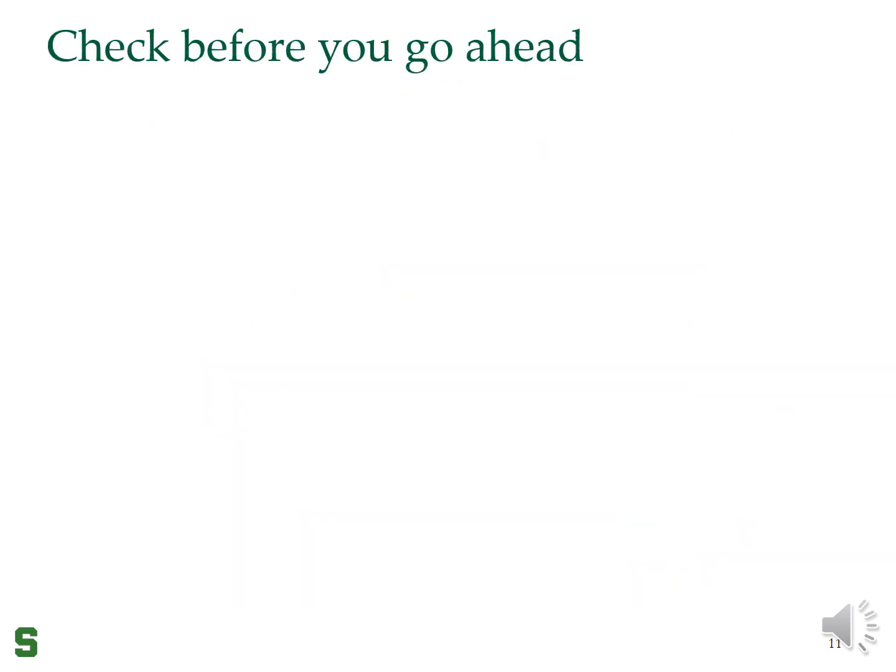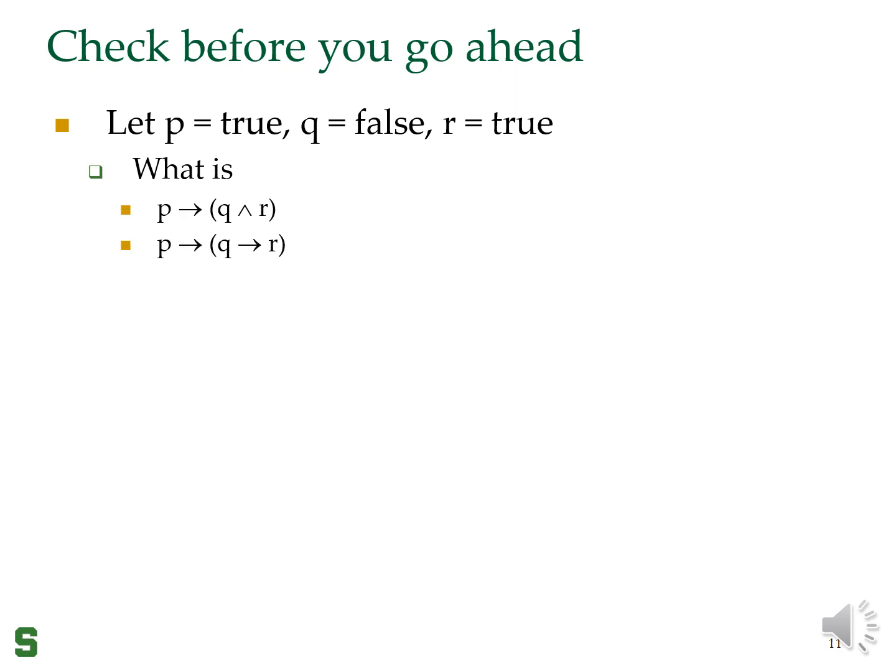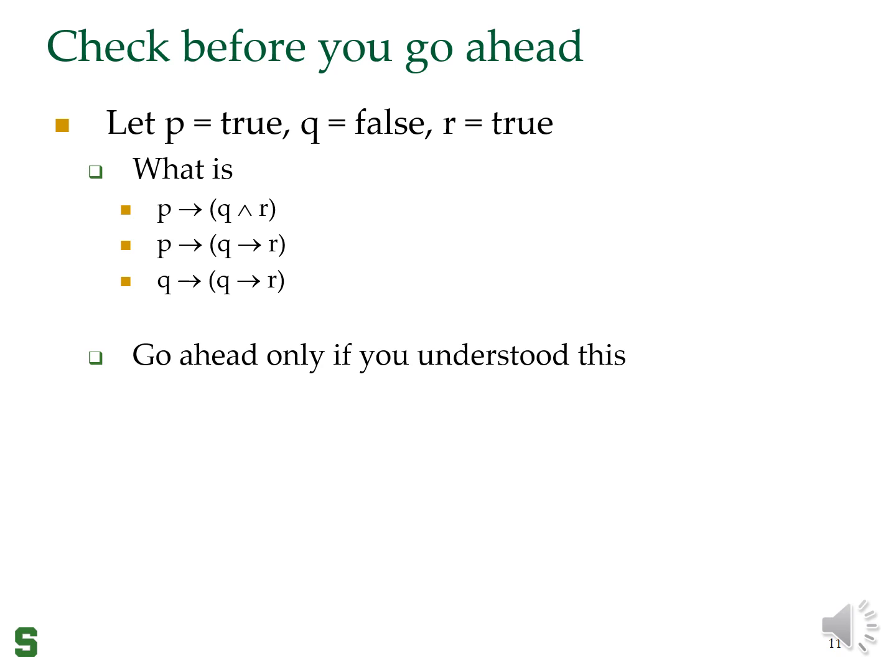We have reached a check before you go slide one more time. So let's say P is true, Q is false, R is true. What is the truth value of all these propositions? If you have understood this, go ahead. If not, be sure to check with me or the team. Once again, the answers are at the bottom of the video, but I want you to check the answers only after you have done it for yourself.